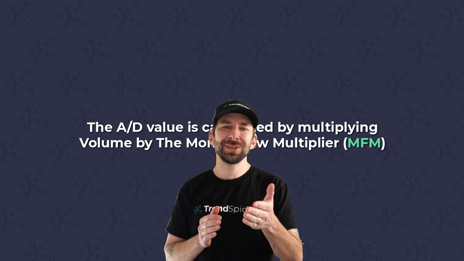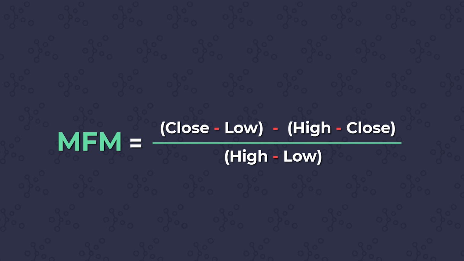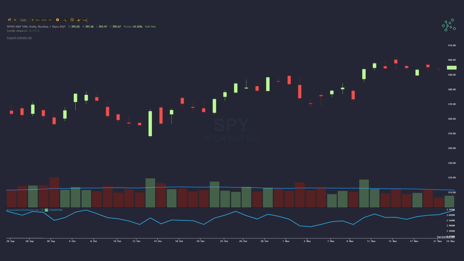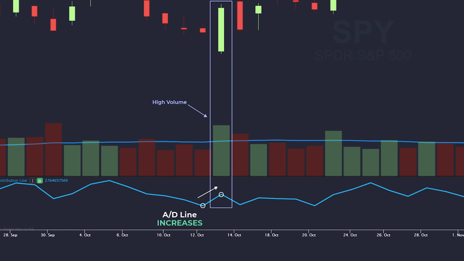Now, I know what you're thinking, what's the money flow multiplier? Here's the equation for all you math nerds, and simply say that it's a function of where price closes relative to the high or the low of the period. If price closes near the high of the period, when you run the calculation, you're going to get a positive value, and therefore, it's going to be added to the previous reading. This will make the indicator increase.